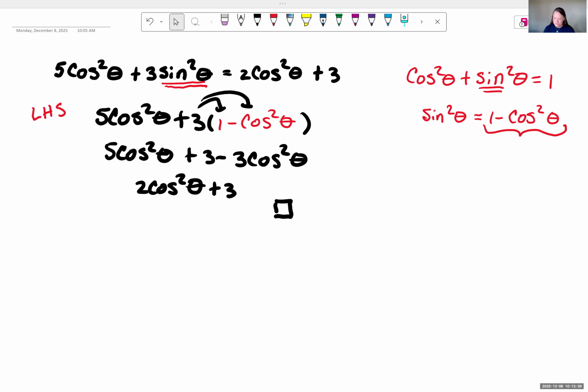So now you see the screen in front of us. All we did was work on the left-hand side of the equation. We rewrote that sine squared theta in terms of 1 minus cosine squared theta. Ended up distributing that 3. And that gave us what we wanted when we combined like terms. It gave us that right-hand side of the equation. So we're done with that proof.